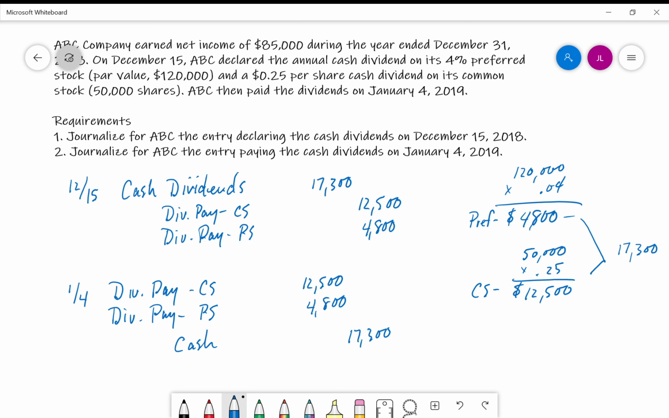Remember, when we're declaring them, there is no cash going anywhere. We're only looking at cash when the dividends are actually paid. So again, practice your accounting, and I will see you next video.